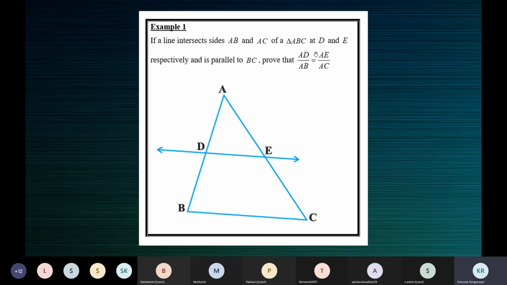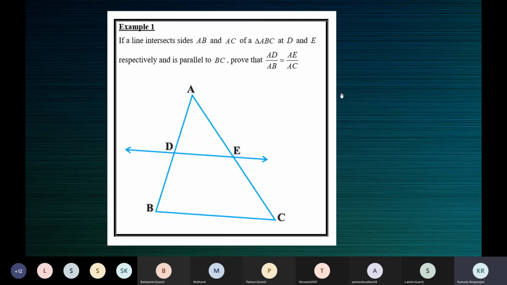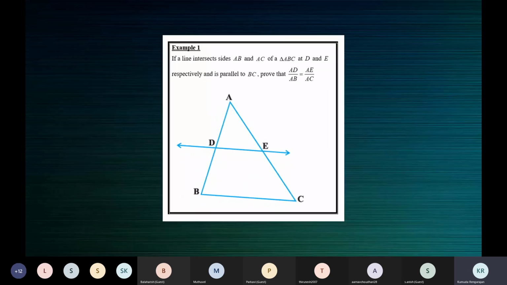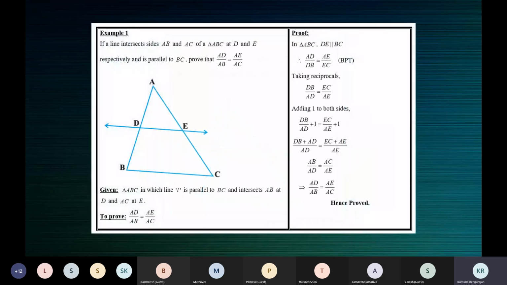You want to have AD and AE. See here, AB and AC, the full sides, you will get when you add 1. So don't worry about AB and AC. You must worry about AD and AE. You need to get AD and AE in the result after adding 1. That means you must take them to the denominator. Only then they'll not be disturbed. So you must take the reciprocals and then add 1.